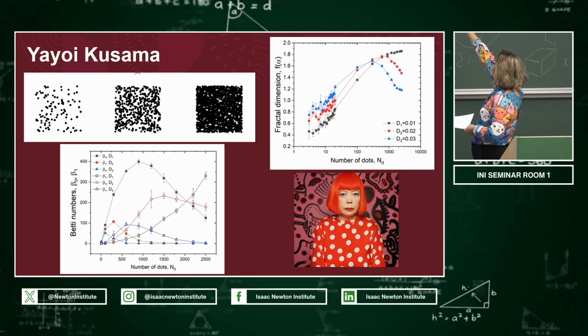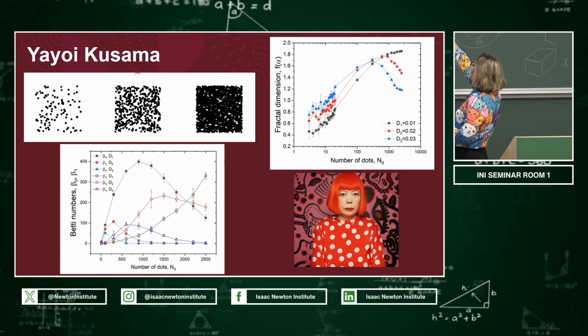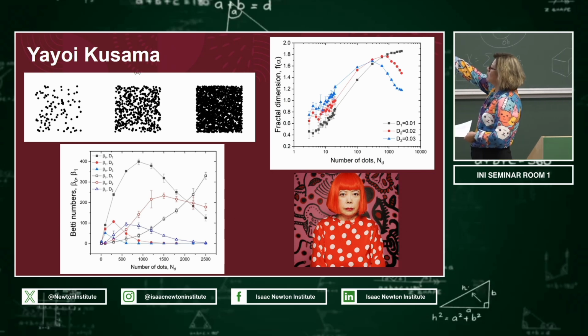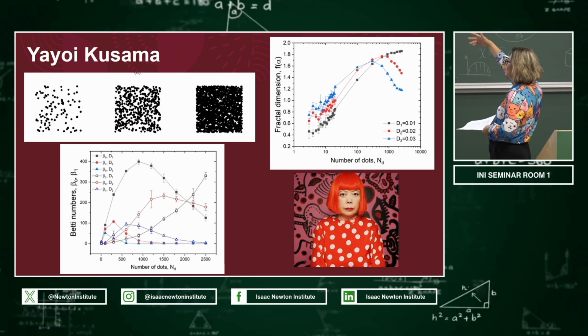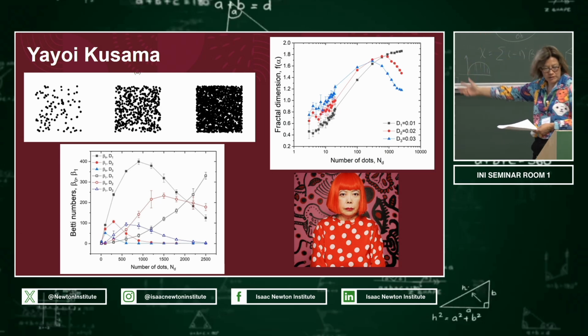So the idea is to measure or compare the synthetic abstract art created with dots and prove the methodology used with Kusama's painting, and we calculate the fractal dimension and the Betti numbers. And obviously, we obtain a low complexity compared with Pollock's results.